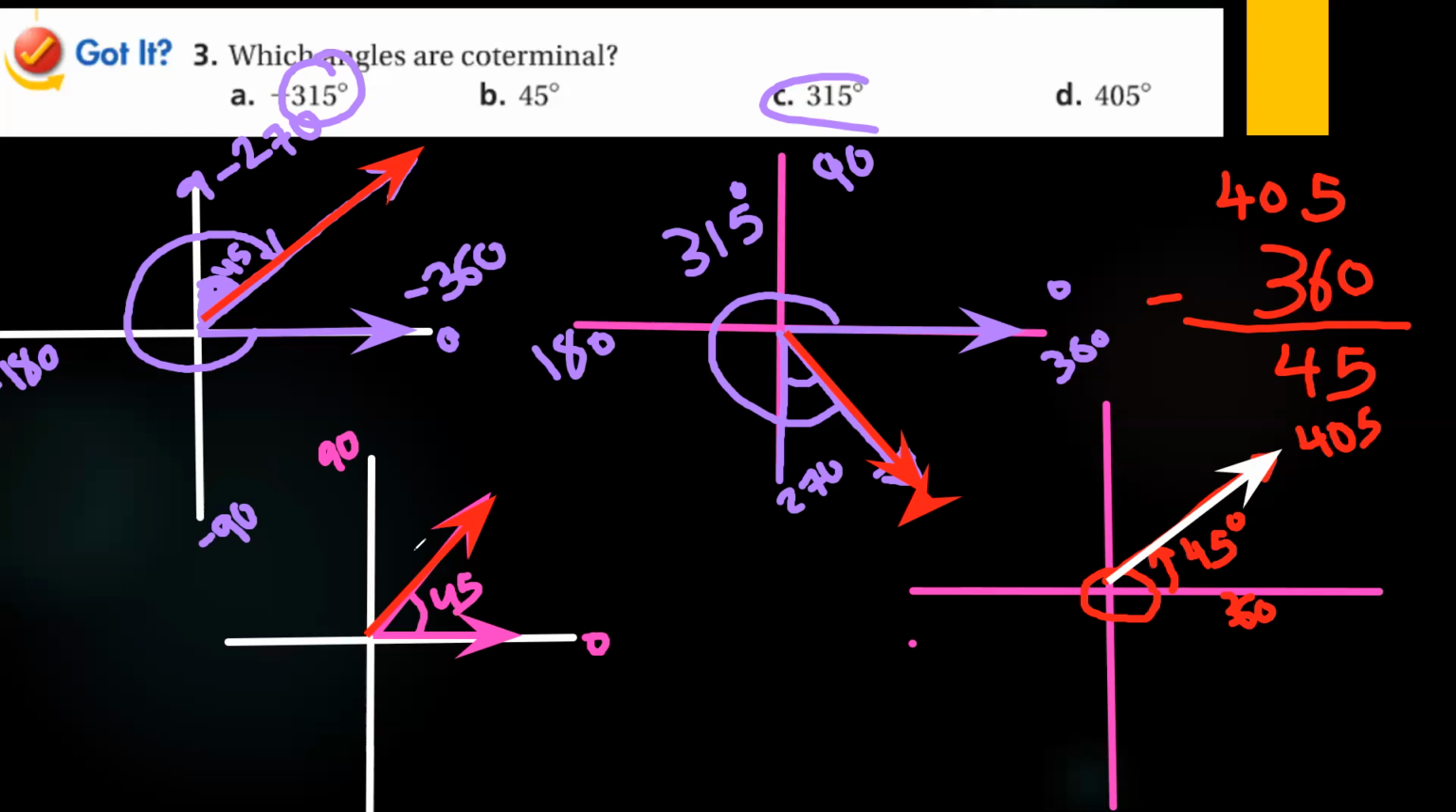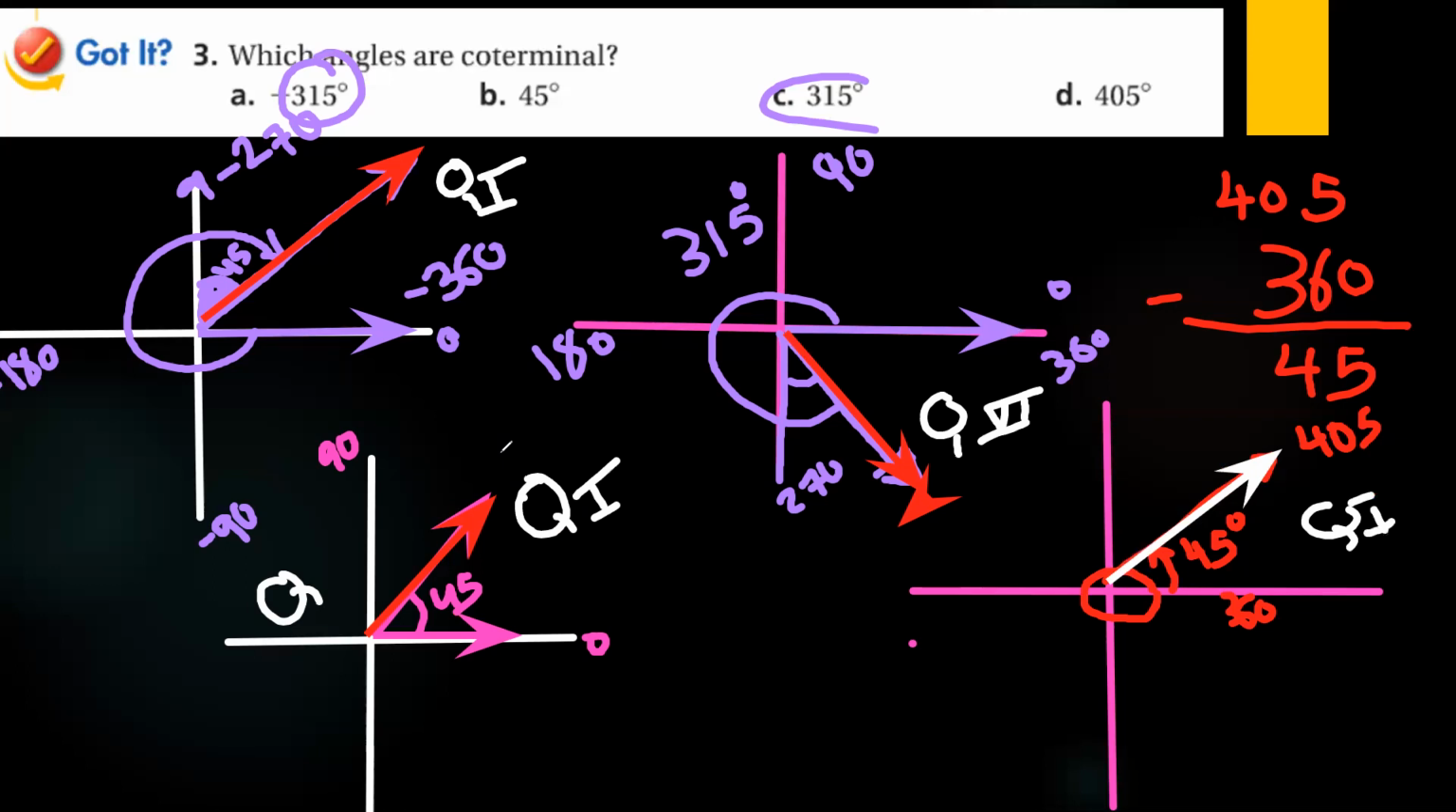So the terminal side for negative 315 is in quadrant 1. The terminal side for 45 is in quadrant 1. The terminal side for 315 is in quadrant 4. And the terminal side for 405 is in quadrant 1. So which angles are coterminal? Which angles have the same sine, the same cosine and the same tan?